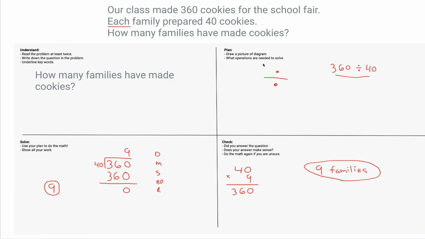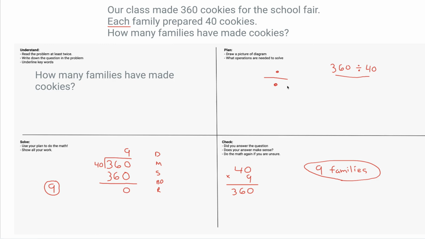Next, if we go over to plan, you can see that I've decided the operation I need to use based on the keyword. I have the keyword of each, and my operation here that I chose is division. I know that the word each usually means that I need to divide. My division problem that I'm going to need to solve is 360 divided by 40.